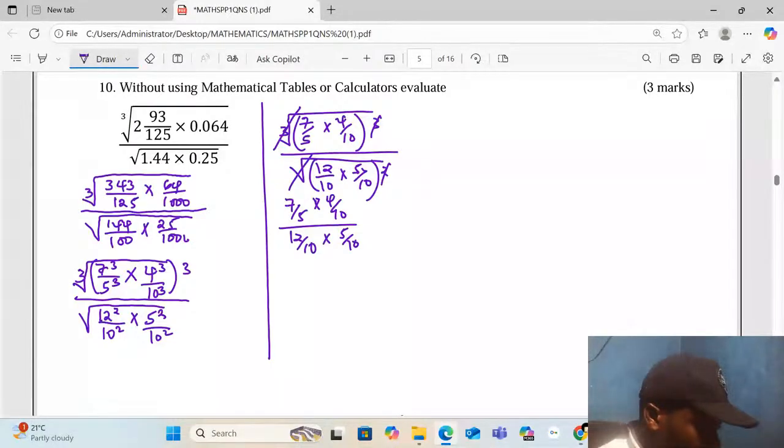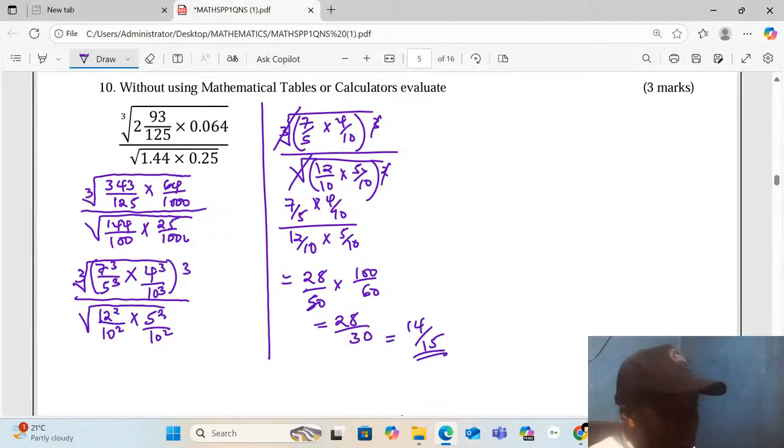We now multiply. So we shall have 28 over 50 times now 100 over 60. We multiply the numerator times the reciprocal of the denominator, so that we get 28 over 30. When you simplify, we are going to get 14 over 15.